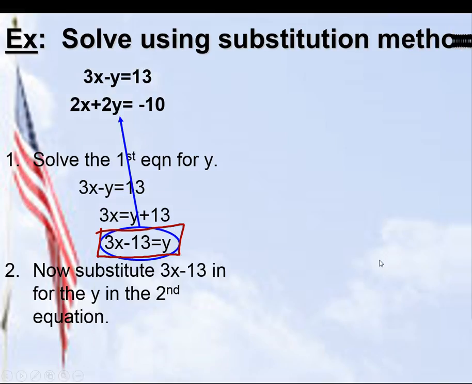Now we substitute, right? So what's that mean? In the other equation, if I'm going to substitute this, what am I doing? I'm replacing the y in here with what? With that equation, with all this stuff. The y is equal to the quantity 3x minus 13, right? So every place I used to have a y in the second equation, I'm now going to have the quantity 3x minus 13.